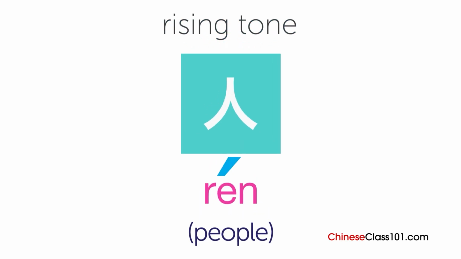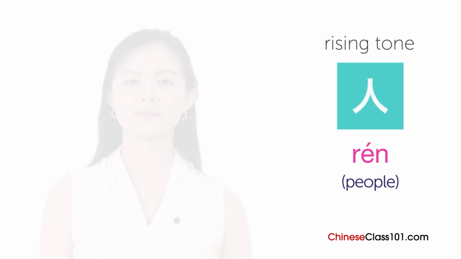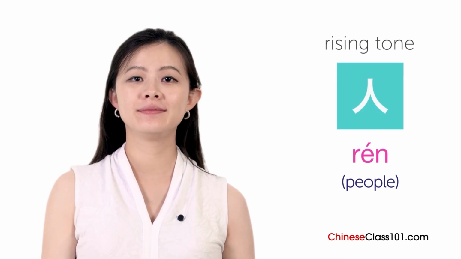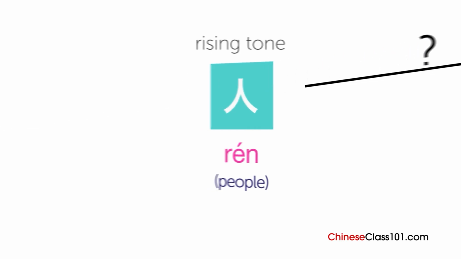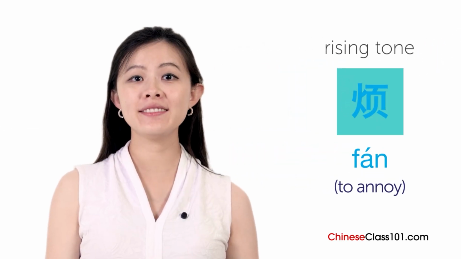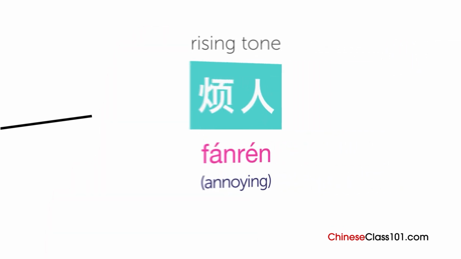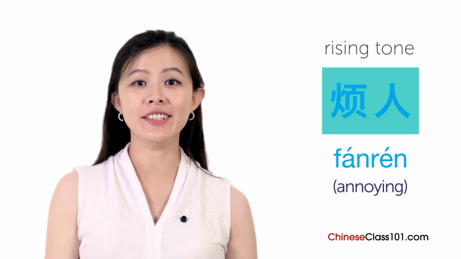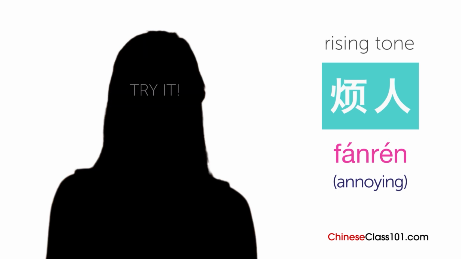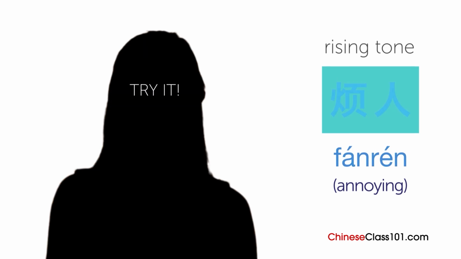The second tone is the rising tone. It's marked with a rising diagonal line going from left to right. It sounds like this. 烦人. It has a rising intonation and kind of sounds like you're asking a question. You should start from a comfortable range and then rise from there. 烦人. Now you try. 烦人.